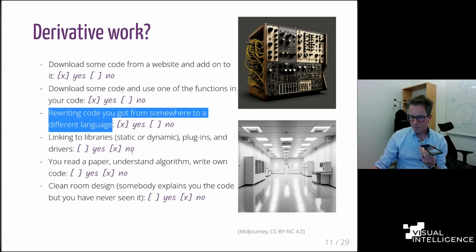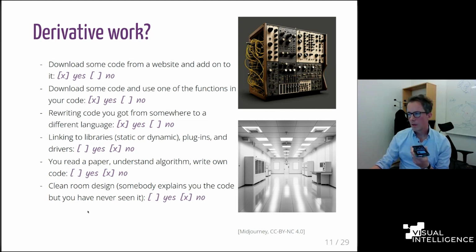Linking to libraries is typically not. Also, implementing an algorithm is typically not derivative work. And this is, I think, central, knowing what is derivative work and what is not, because now we need to look at licenses and at what I am allowed to do or not. And if not, then I don't even look at the original code because I can't publish the changes.